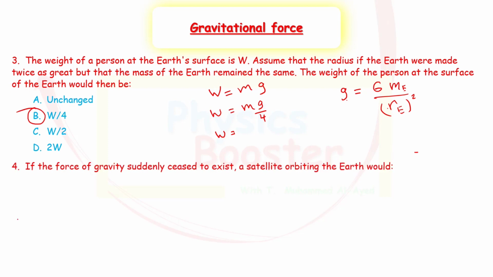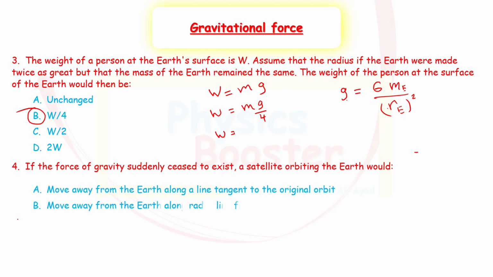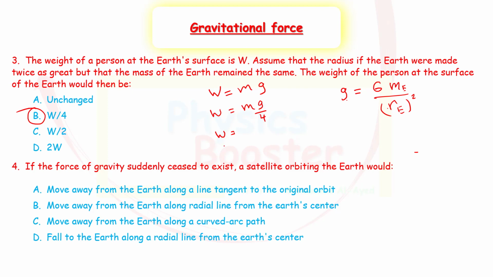Next question. If the force of gravity suddenly ceased to exist, the satellite that is orbiting the Earth would move away from the Earth along a line that is tangent to the original orbit, move away from Earth along a radial line from the Earth's center, or will it move away from the Earth along a curved arc path, or will it fall to the Earth along a radial line from the Earth's center?